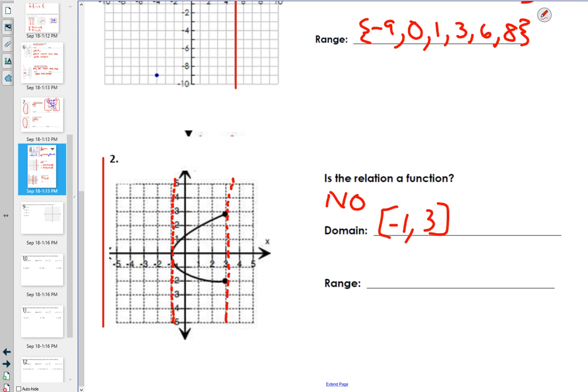Every time it's a number, then it's going to be a bracket, and then when it's infinity, it's a parentheses. Many times, yes, but not necessarily. Remember when we did inequalities? If these points would have been open circles, then it would be a parentheses, because it means it doesn't actually touch.